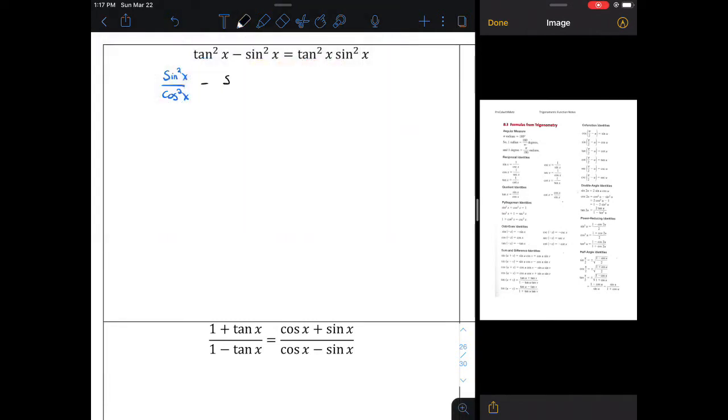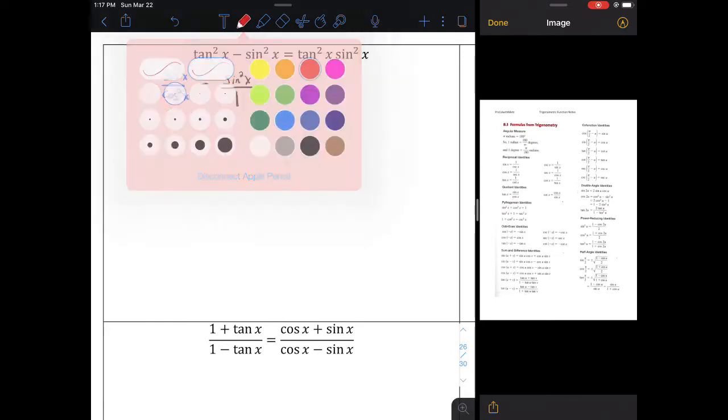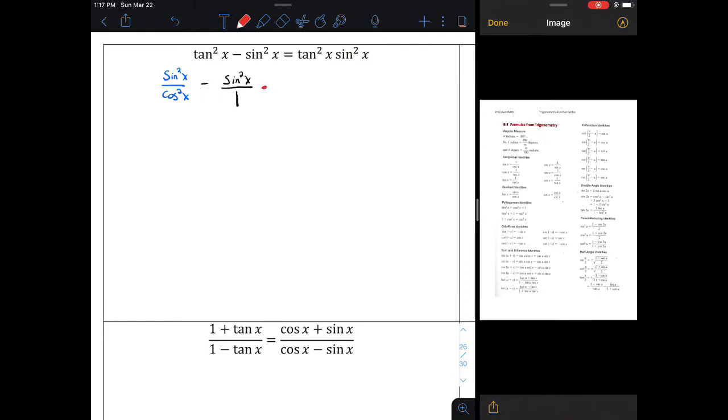And I'll leave sine squared of x alone. Now, if I'm going to combine these, I do need to rewrite sine squared as a fraction, which is going to make sine squared over 1. And then to combine these two together, I have to have a common denominator. So I'm going to multiply the sine squared by cosine squared x over cosine squared x.